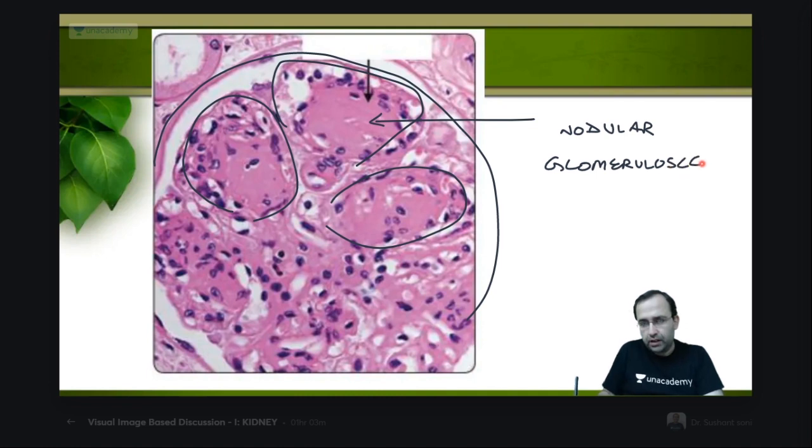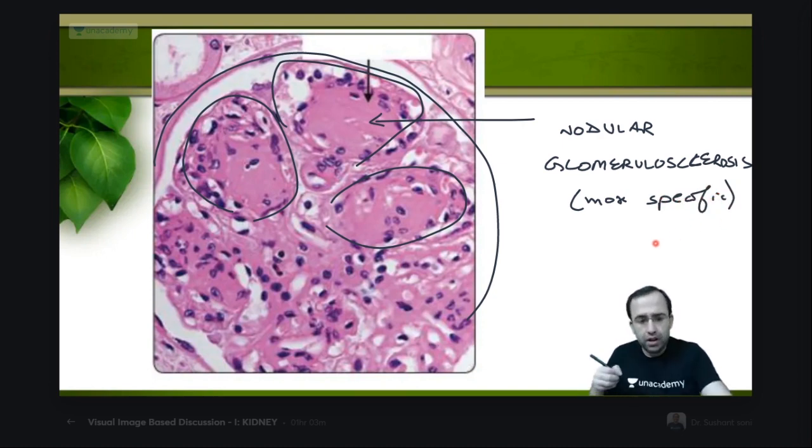You know that diabetes has two patterns of damage. More common is diffuse glomerulosclerosis. More specific is nodular glomerulosclerosis.